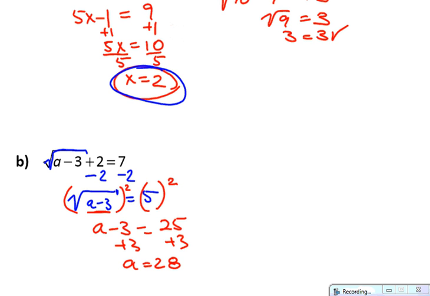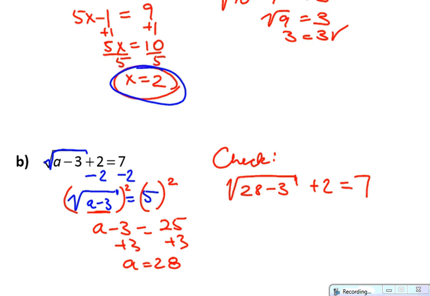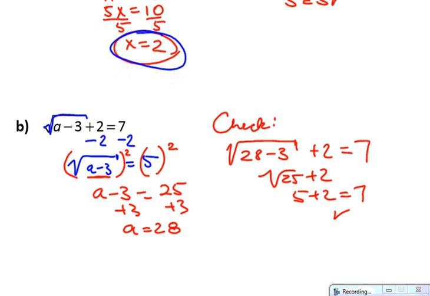So let's check it and see if it works. So check. I'm going to have the square root of 28 minus 3, and then outside of that, plus 2 is equal to 7. So the square root of 25 plus 2. So 5 plus 2 is equal to 7. And I can see that that checks. So that means that a equals 28 is a solution.